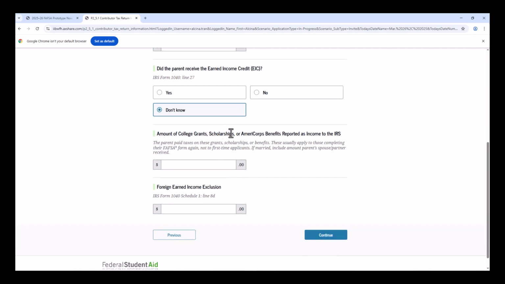Amount of college grants, scholarships, or AmeriCorps benefits reported as income to the IRS. So this is the same as I mentioned in the student portion. This is benefits that you have reported on your income taxes. So if you did not report or pay any taxes on any grants, this amount will be 0. And lastly, foreign earned income exclusion, which can be found on the 1040 on line 8D. Put that amount here and continue on.